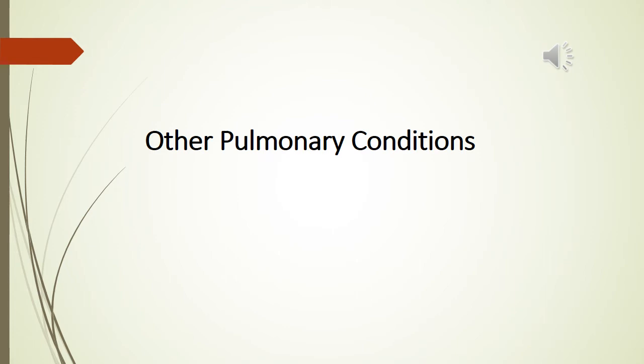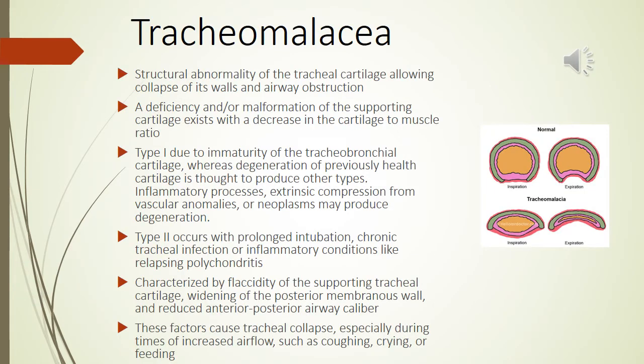Today we will talk about some other pulmonary conditions. As described on this slide, tracheomalacia is a structural abnormality of the tracheal cartilage allowing collapse of its walls and airway obstruction.